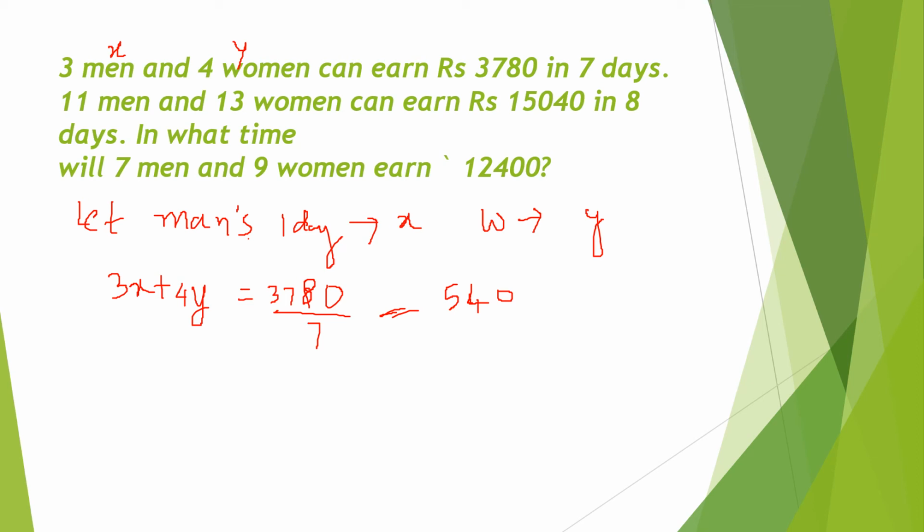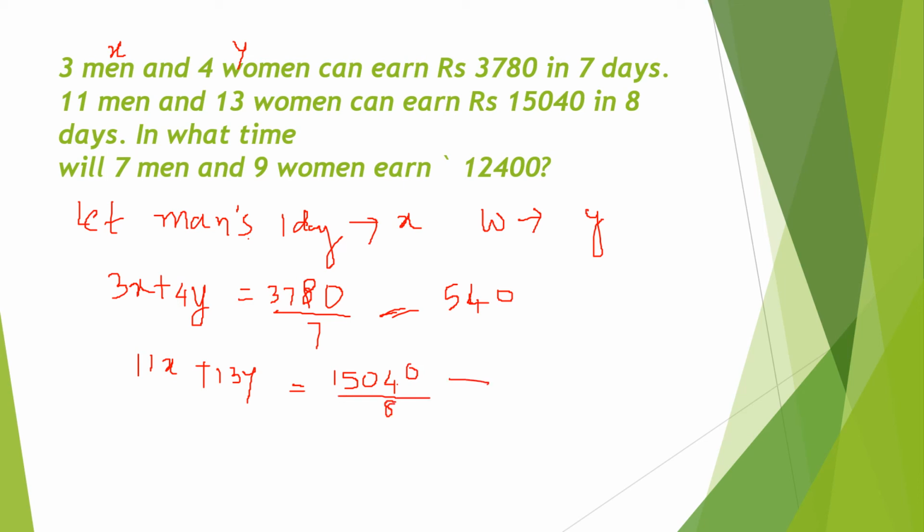Similarly, you have 11 men and 13 women that can earn rupees 15,040 in 8 days. Write the equation in the same way, and you can try solving. 11x plus 13y, which will be equal to 15,040 by 8.